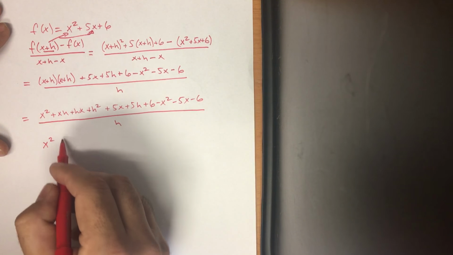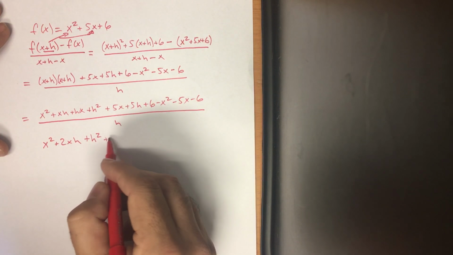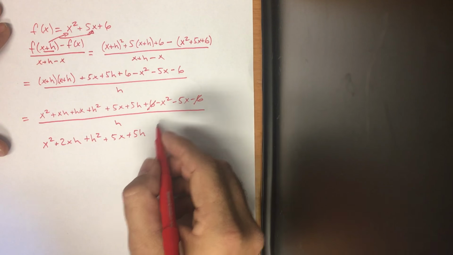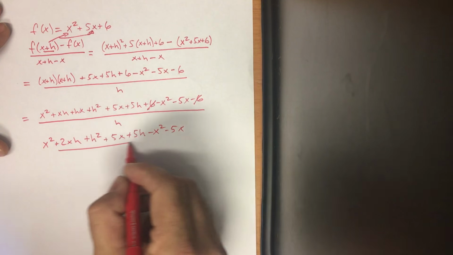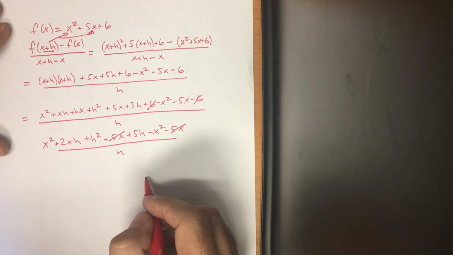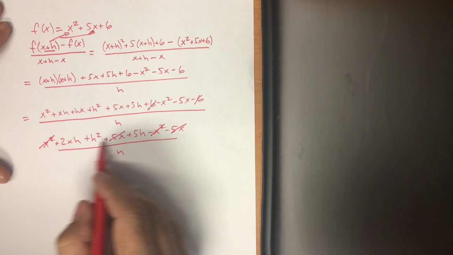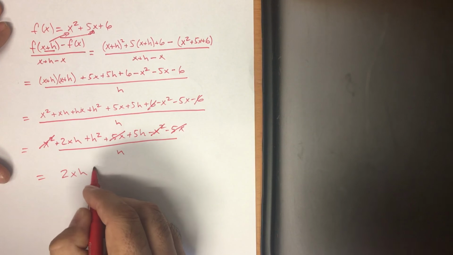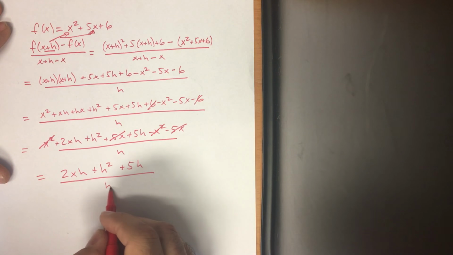So I've got x squared plus 2xh plus h squared plus 5x plus 5h. I'll go ahead and get rid of that plus 6 and minus 6. Those add to 0. So then minus x squared and minus 5x, all divided by h. All right, well, there's a plus 5x and a minus 5x, so those add up to 0. There's a plus x squared and a minus x squared, so those add up to 0. So now I can just keep simplifying. So what do I have? I've got 2xh plus h squared plus 5h, all divided by h.